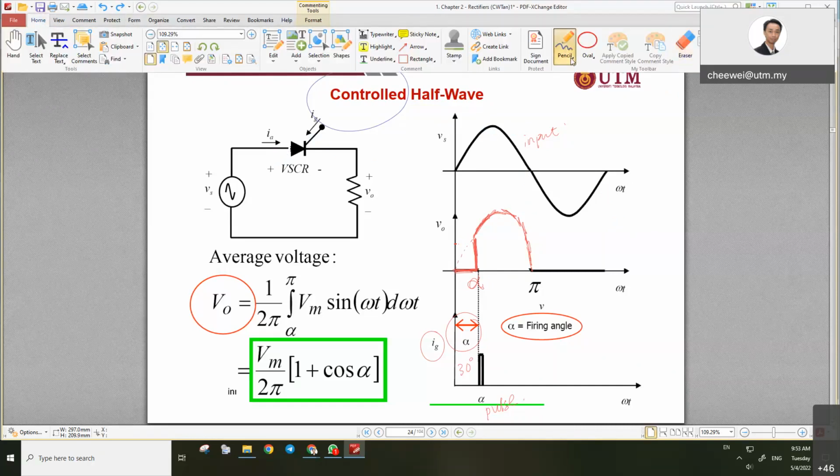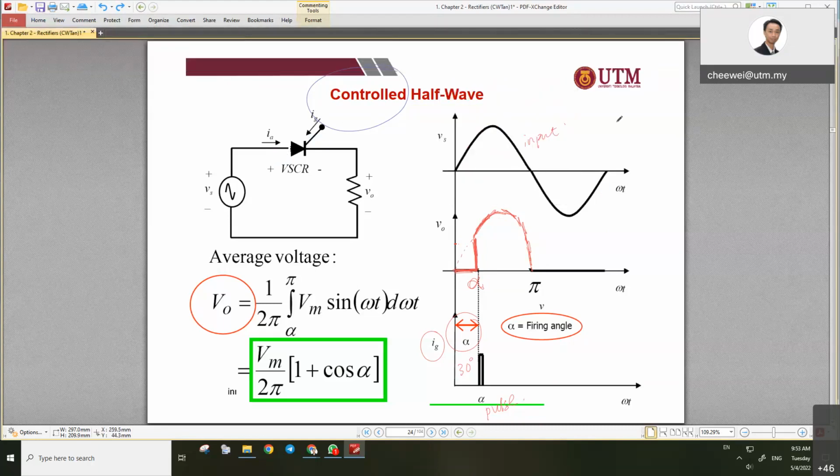Previously, when I turn it on, it's on. Now I change to SCR, to control the start angle. What is the start angle we just mentioned? The start angle is known as the firing angle.